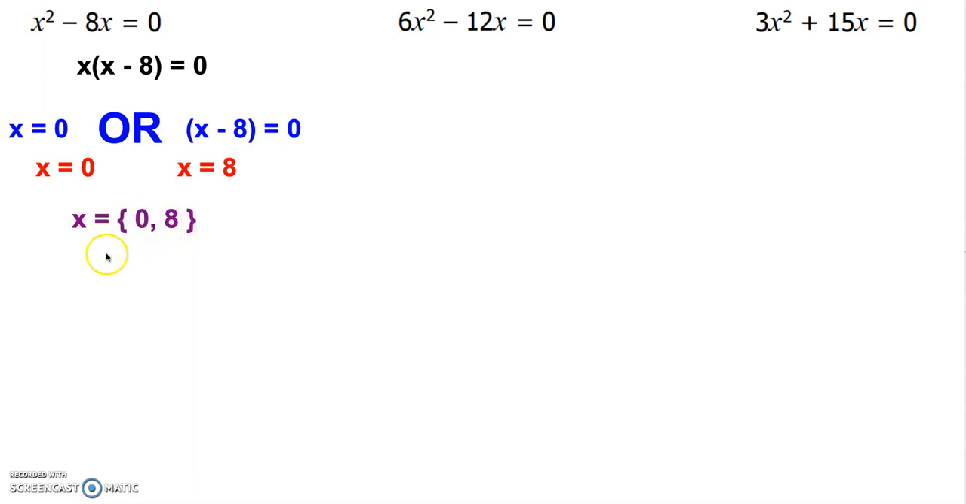Notice though that this does not represent a point. This is not a location on the graph. These are both x values. So 0 is an x that's going to make this entire thing 0, or 8 is an x that's going to make this entire thing 0. All right, the next two are on your own.